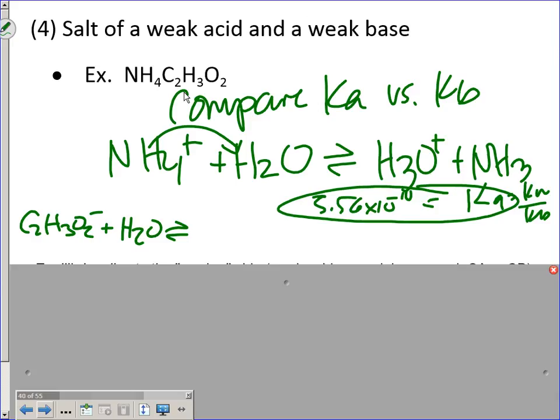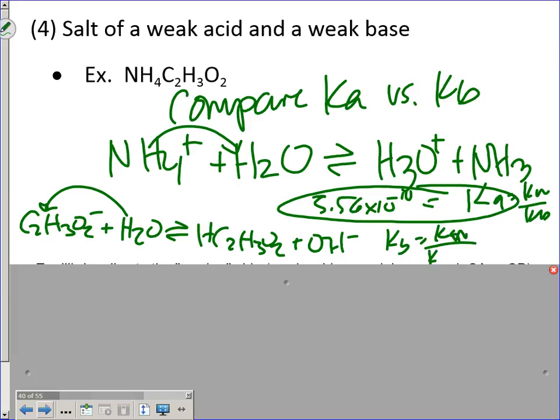So this needs an H, right? So donate, and then what do you have in return? A hydroxide, thank you. So this, you'd have to do the Kb from the Ka. Ka of acetic acid is exactly the same as the Kb of ammonia, 1.8 times 10 to the negative 5th. So Kb is equal to Kw over Ka, and that is 5.56 times 10 to the negative 10.